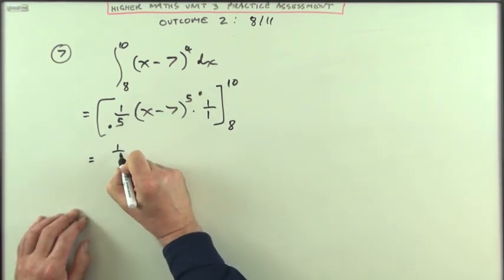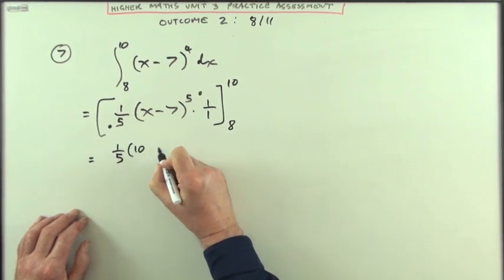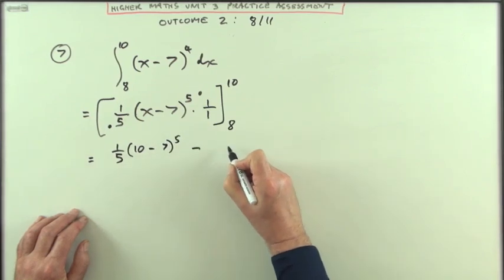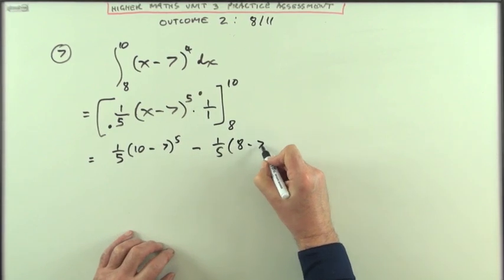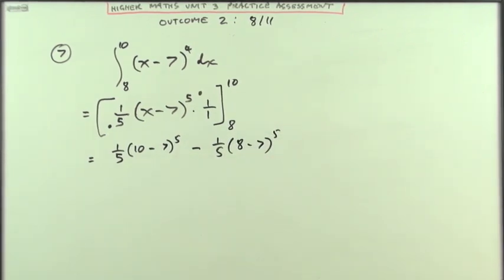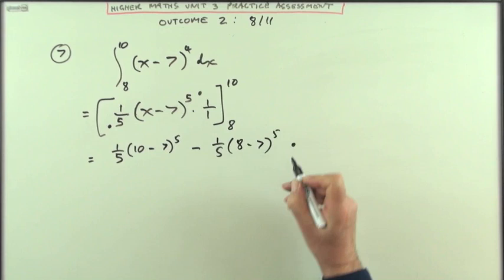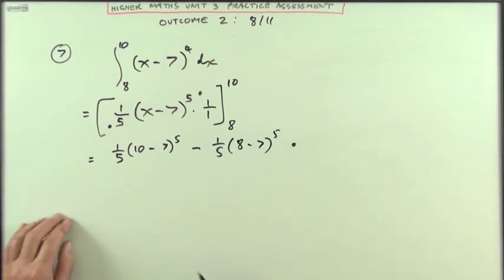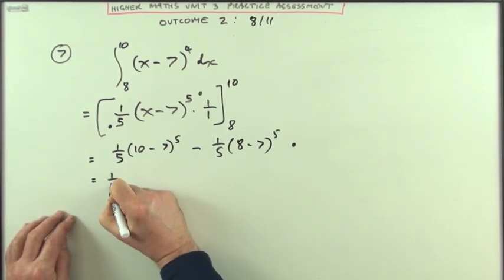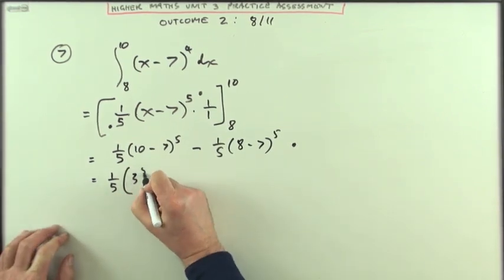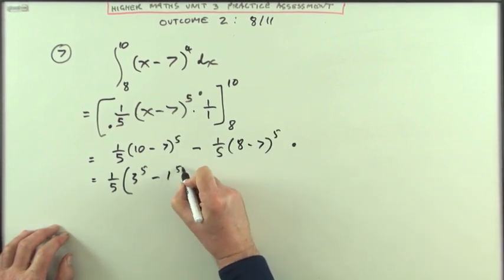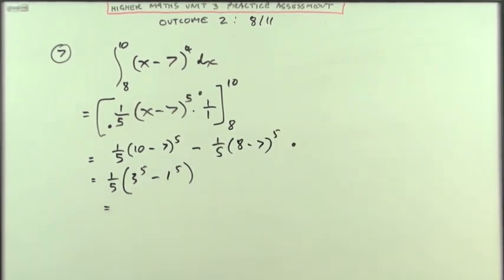So in this case I would have 1/5 of, and that would be substitute x for 10. So that's 10 minus 7 to the power 5. Subtract again 1/5 of 8 minus 7 to the power 5. The substitution gives you another mark. Now those fifths are common factors, so I'll just take them out. So I've got 1/5 of, and that's 3 to the 5, take away 1 to the 5, and of course you could just use your calculator in this, because calculators are allowed in the NAB.